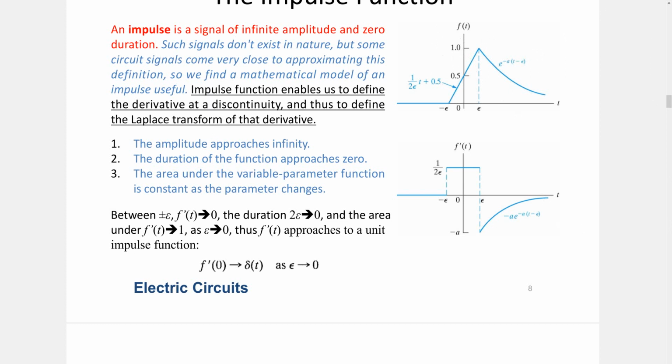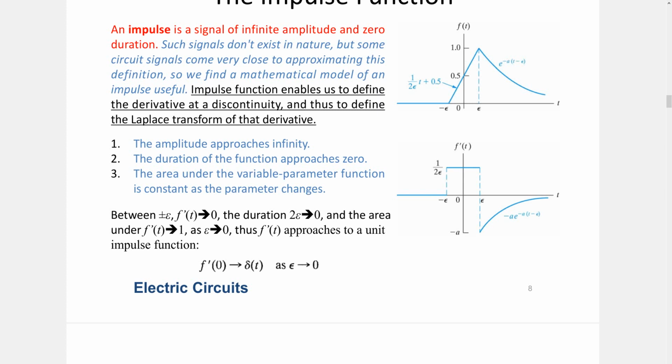But we can use the impulse function to help us. The concept of the impulse function is basically something that enables us to define the derivative at this discontinuity point, to fill the gap in such a way that we can simply write it mathematically. So the impulse is a signal with an infinite amplitude and zero duration.